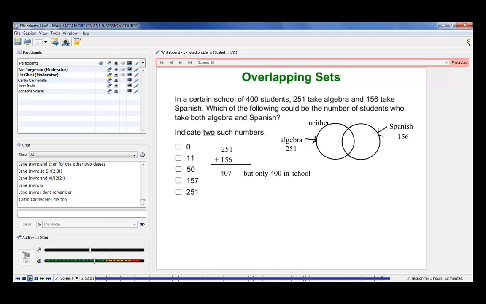So if I call this region A, this is B, and this is C, I could say 251 is going to be A plus C, and 156 is going to be B plus C. So if I add them together, 407 has to be A plus B plus 2C. Now that's very mathematical, very formal. Not everyone likes that, but you do see there can't be more than 400 in this total diagram, the Venn diagram, which I used to call a MasterCard diagram, total in picture.